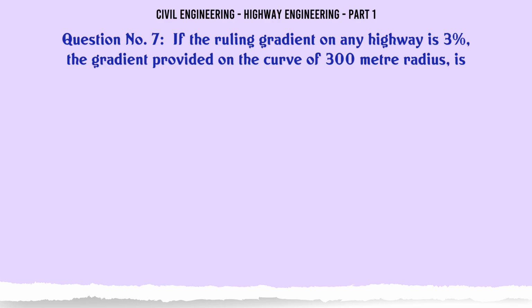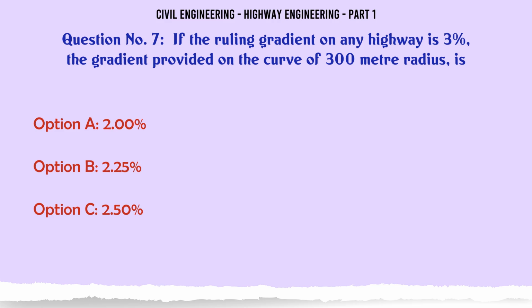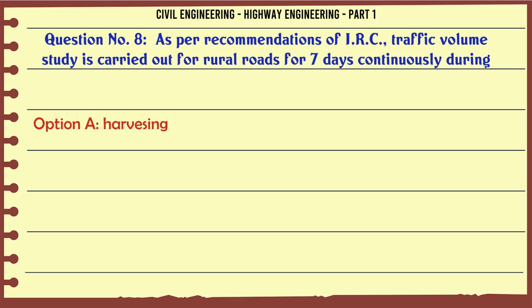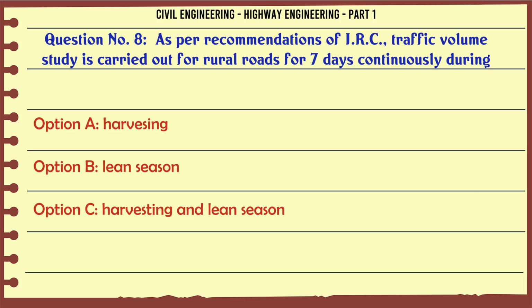If the ruling gradient on any highway is 3%, the gradient provided on the curve of 300 meter radius is A. 2.00%, B. 2.25%, C. 2.50%, D. 2.75%. The correct answer is 2.75%.